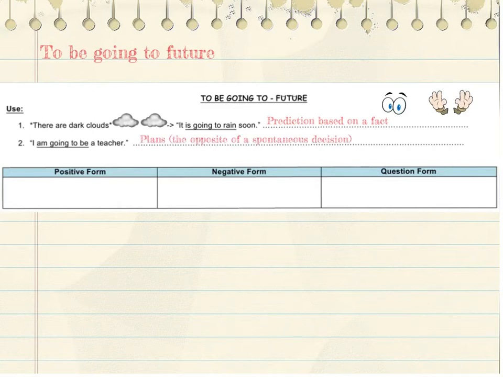So these are decisions that we have made some moment before, which is very different from the will future, where we are making a spontaneous decision. And here I've given you the example, I am going to be a teacher. So this is someone's plan. And underneath the rules, you'll once again find a table with the to be going to future's form. And I recommend here that you once again pause the video and write this down.